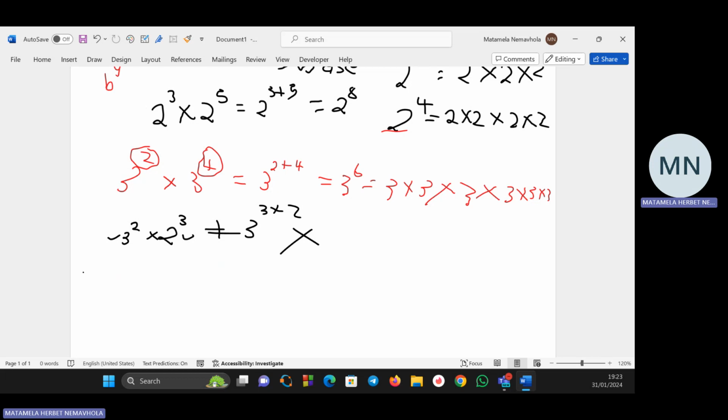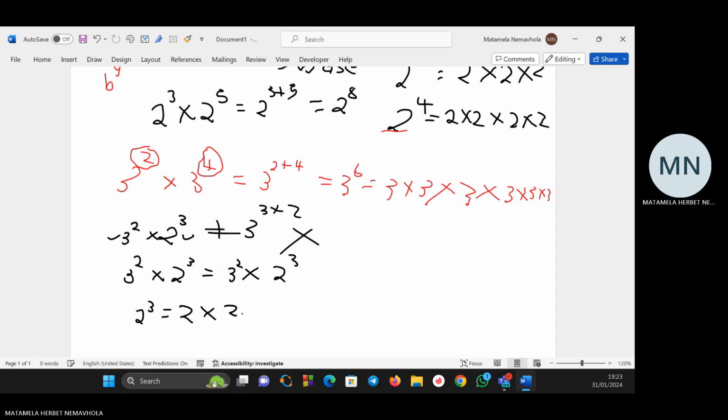If the bases are not the same, and you have 3 to the power 2 and you are multiplying it with 2 to the power 3, then what you can do is just write it as 3 to the power 2 multiplied by 2 to the power 3. And remember, 2 to the power 3, as I showed you, is the same as 2 times 2 times 2. So if we do a calculation here, 2 times 2 is going to give you 4, and 4 times 2 is going to give us 8.